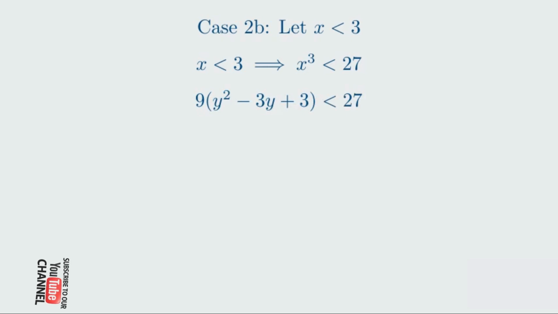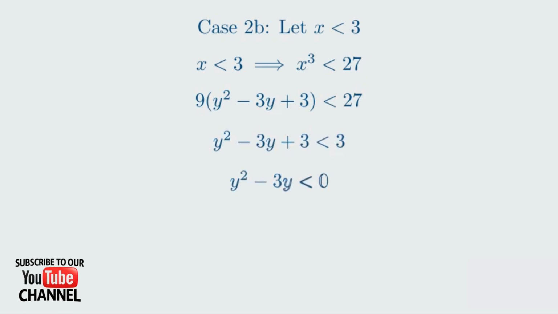Dividing by 9 gives us y squared minus 3y plus 3 is less than 3. Subtracting 3, we find that y squared minus 3y is less than 0. Factoring this expression, we get y times (y minus 3) is less than 0. For a product of two terms to be negative, one term must be positive and the other must be negative. Since we've already proven y must be positive, this means y minus 3 must be negative. If y minus 3 is negative, then y must be less than 3.